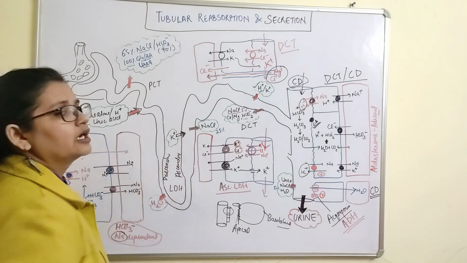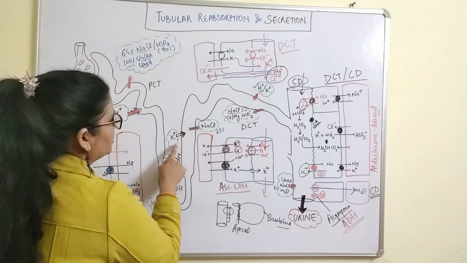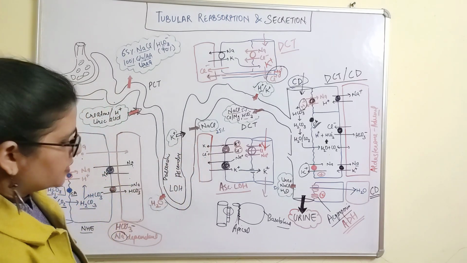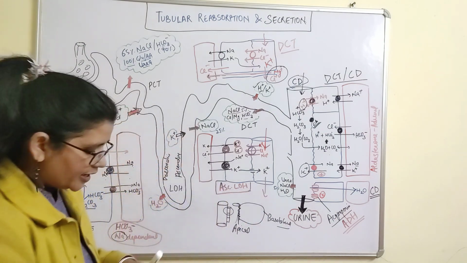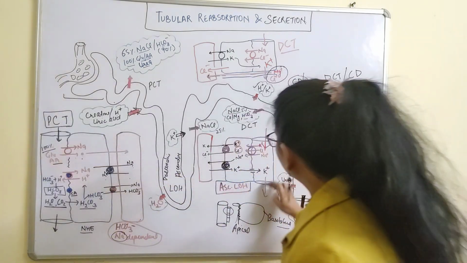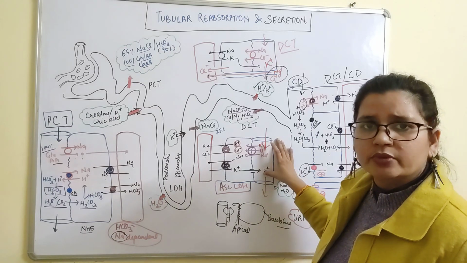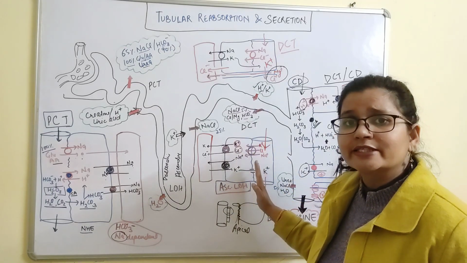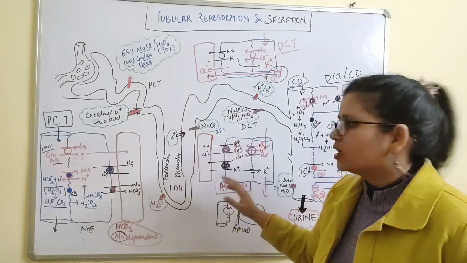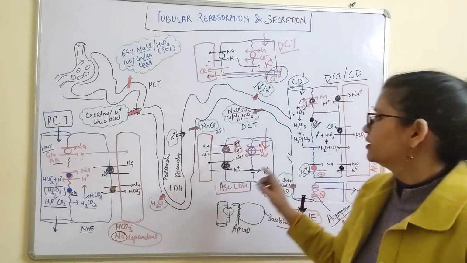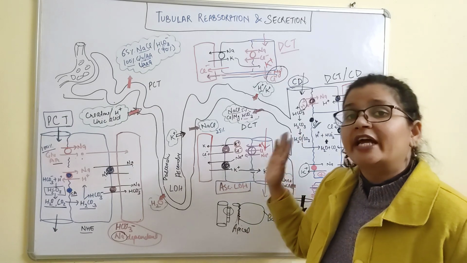Then next is the ascending loop of Henle, where we have to know how sodium chloride reabsorption occurs and potassium secretion occurs. So what I have drawn is the ascending loop of Henle. Again you have to understand that this is the lumen, filtrate coming from here, leaving from here. Which is this membrane? This is the apical membrane. Away from it is basolateral, which is toward blood vessels, right? So here you have to understand that this is not a sodium chloride symporter, but a sodium chloride potassium symporter.